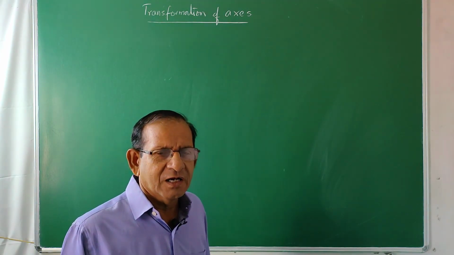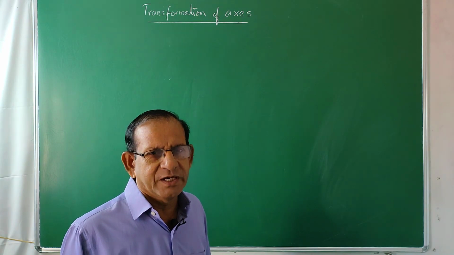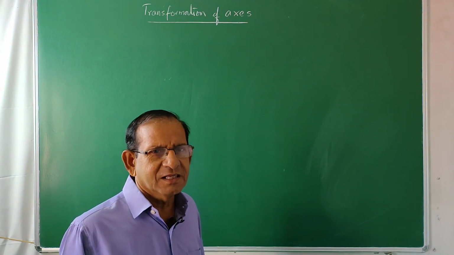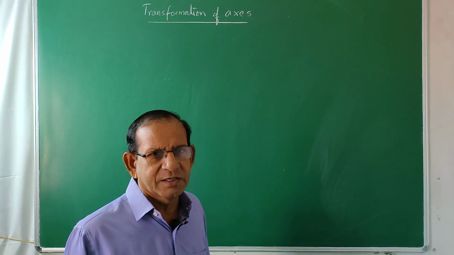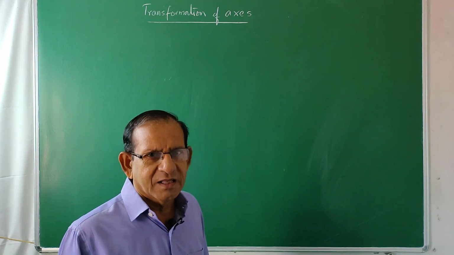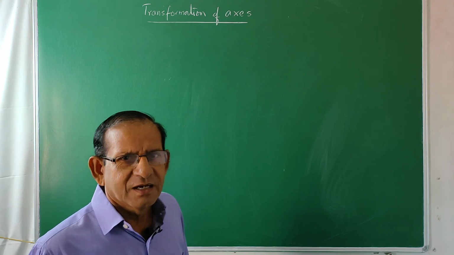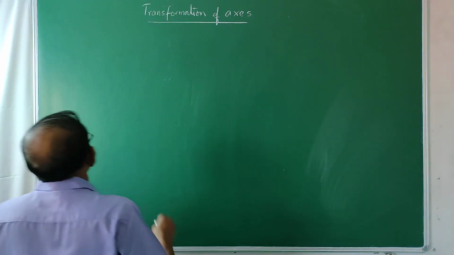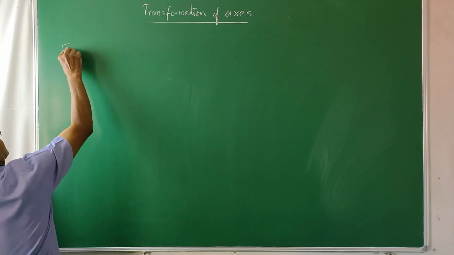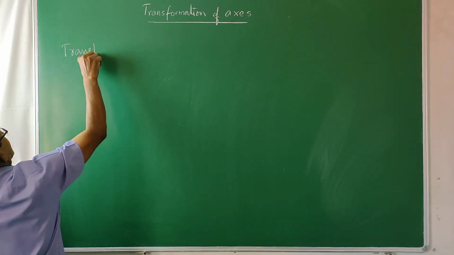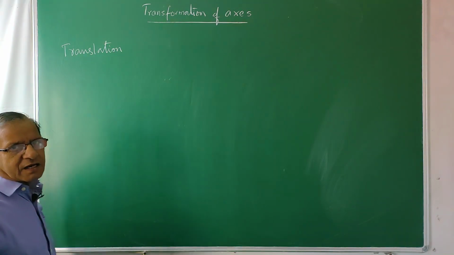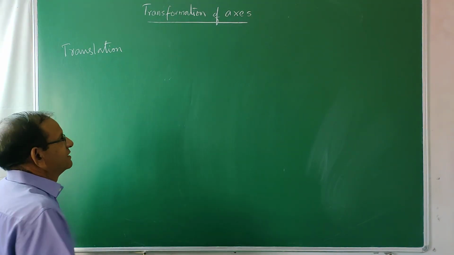There the origin will stay in the same place, but we rotate the axis by a certain angle in the anti-clockwise direction. Then there will be some change in the coordinates of every point on that plane. Let us discuss those two things now. First of all, translation. This is also called parallel transformation of axis.